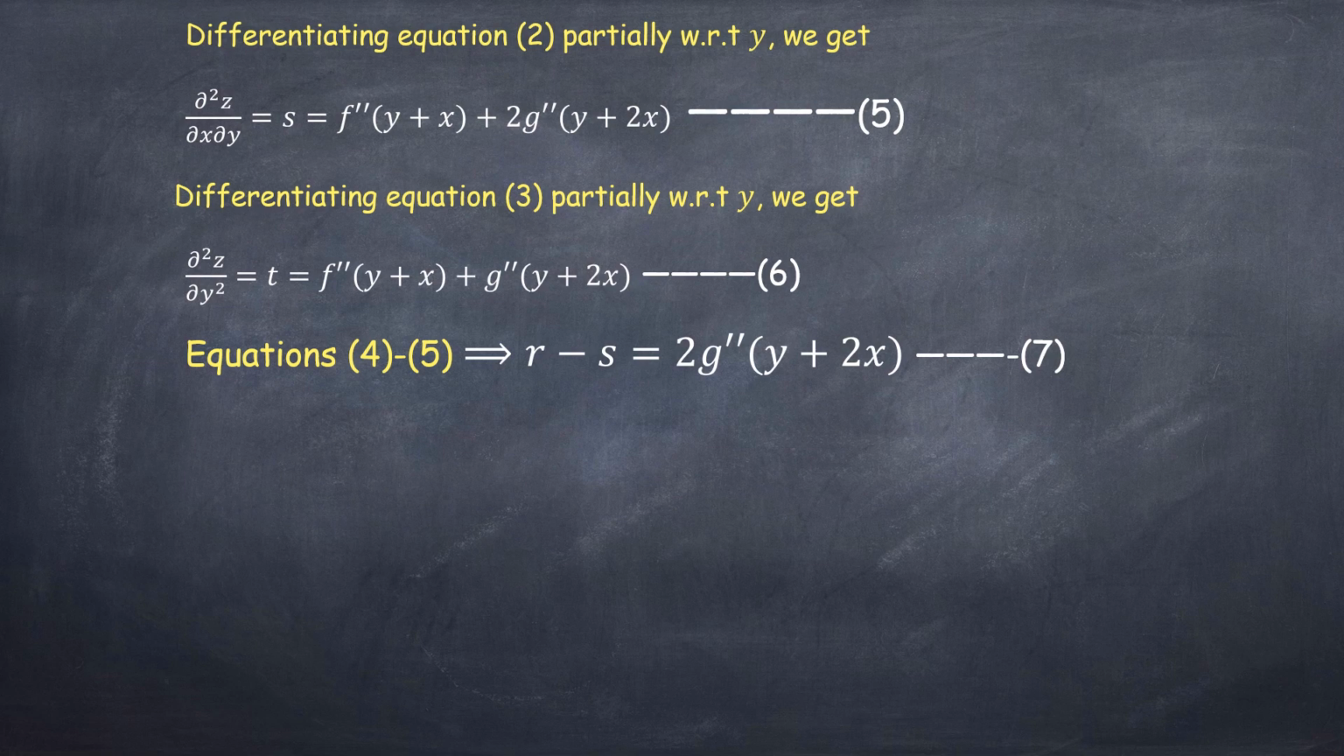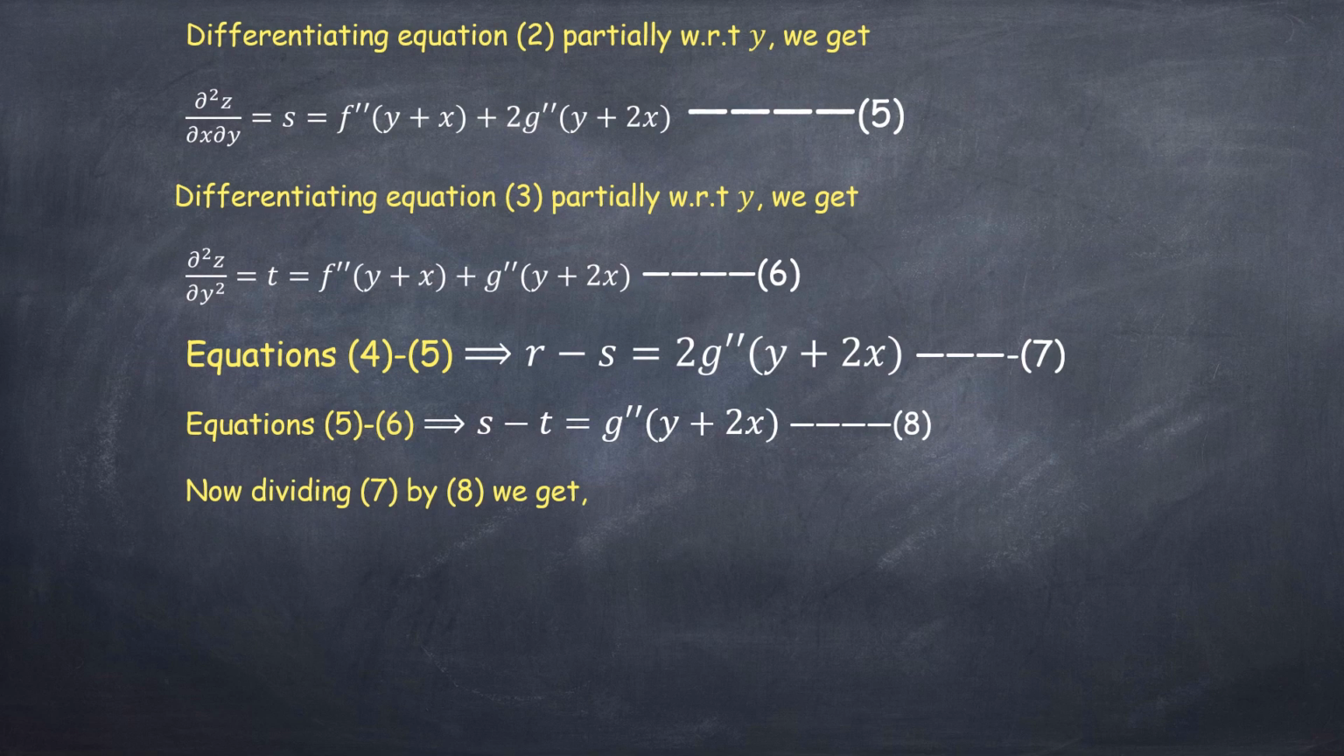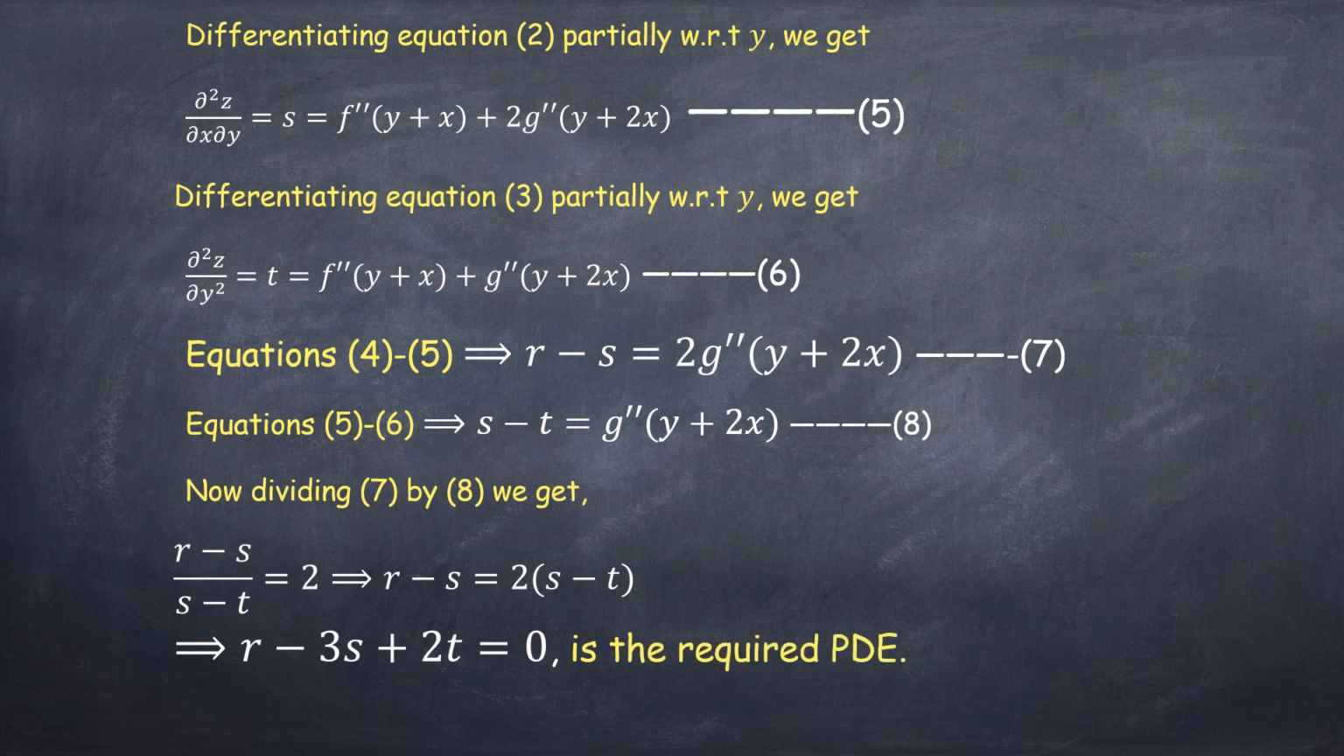At that time I will get f double dash vanishing. I will get r minus s is equal to 2 times g double dash. Call that as 7. Similarly, consider equation number 5 minus 6. We will get s minus t is equal to g double dash. Now observe equations number 7 and 8. In the RHS part, in both the equations we have g double dash. I will divide 7 by 8 or 8 by 7, whichever you want you can consider, and simplify for the final answer. We'll get r minus 3s plus 2t is equal to 0, which is the required PDE.